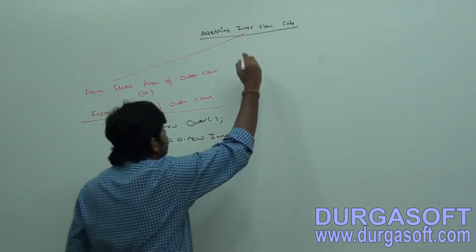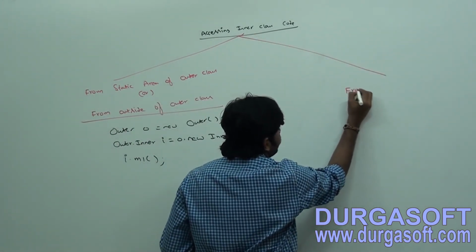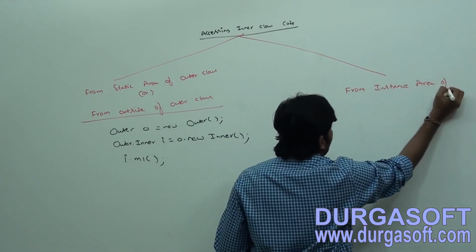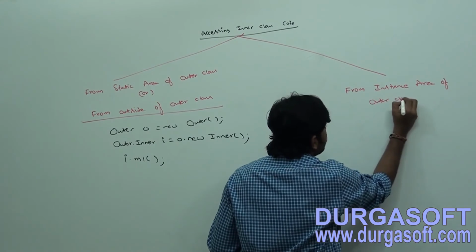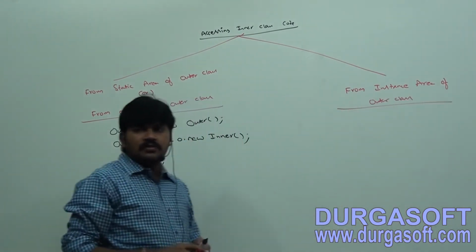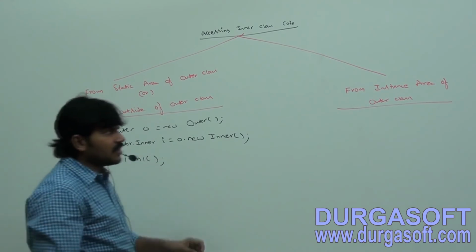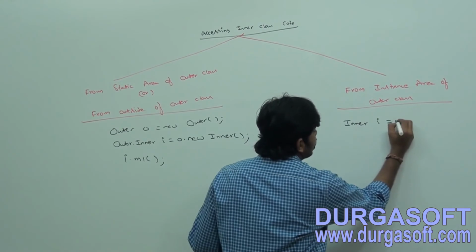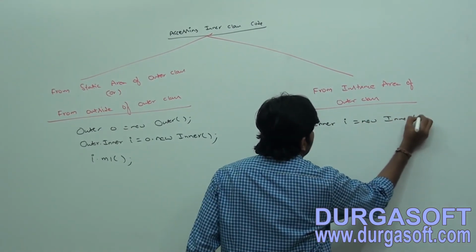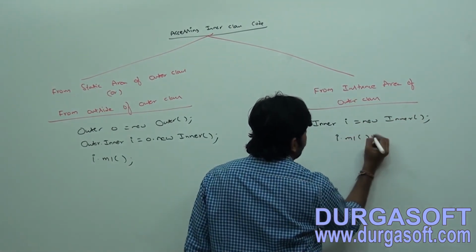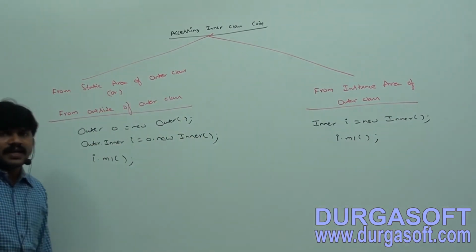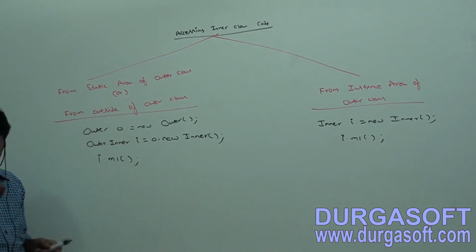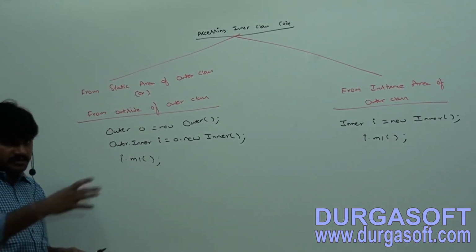Now what is the next one? From the instance area of the outer class. How can you call the M1 method? Can you spell out the code? Inner I is equal to new Inner, I dot M1 method, right? So how can we access inner class code? From different locations, different styles are there. You people should be familiar with this.